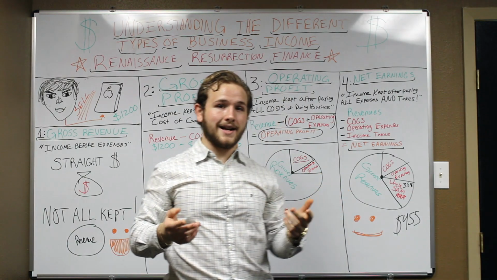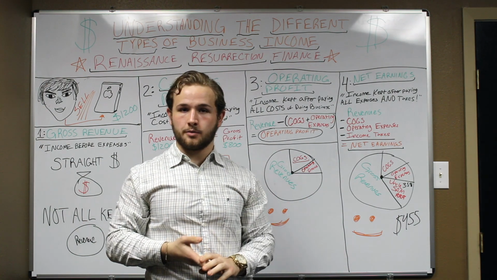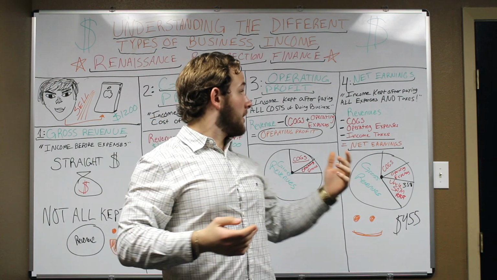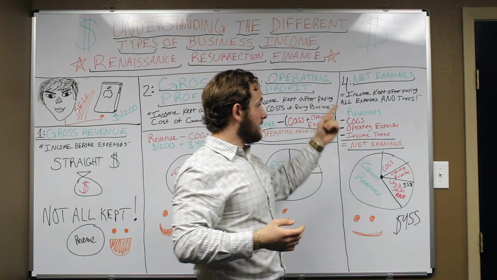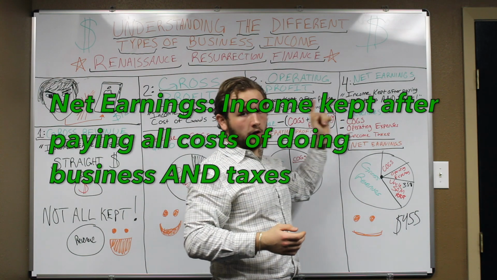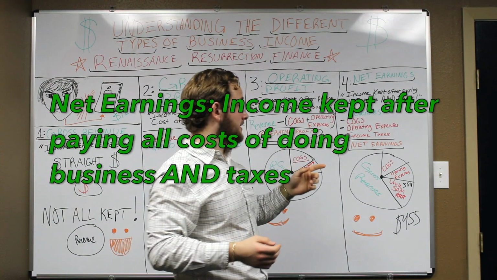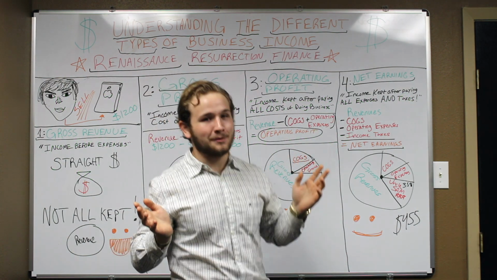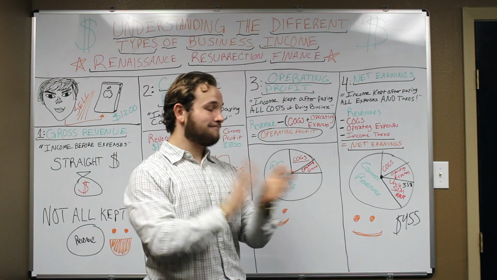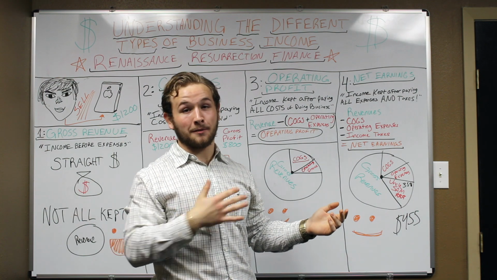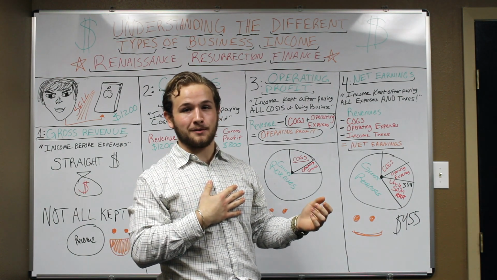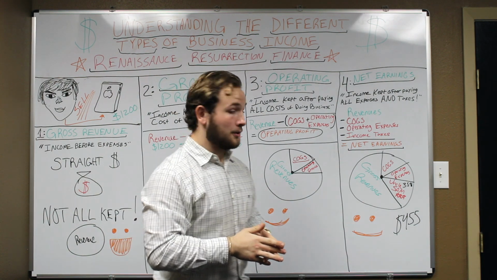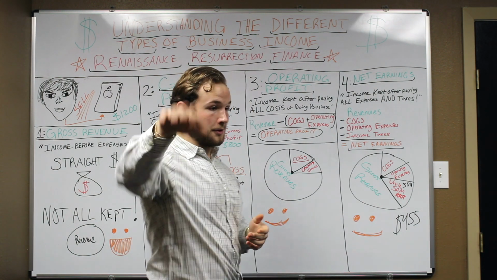And then the very last phase in understanding the different types of business income would be determining what your net earnings are. So the way that you can define net earnings is the income kept after paying all expenses associated with doing business and your taxes. So no business transaction would be complete without Uncle Sam getting his cut, right? Yeah, I know. I'm not a big fan of high taxes personally because I think it stifles entrepreneurship. But well, I don't think it does. But anyways, we can have that discussion later.